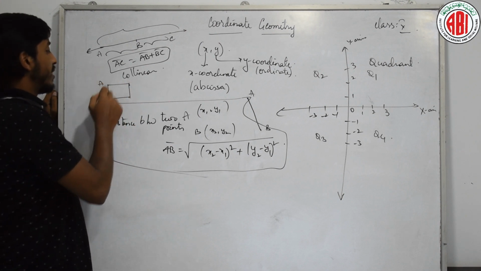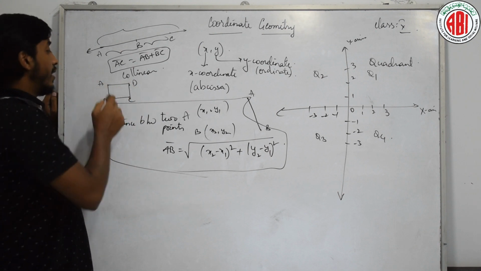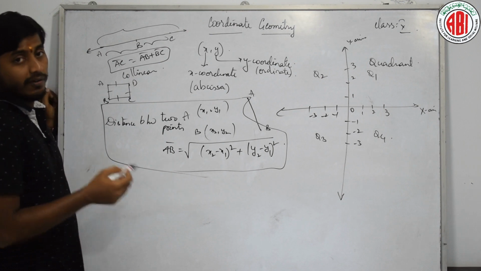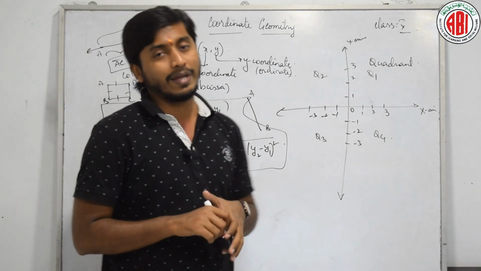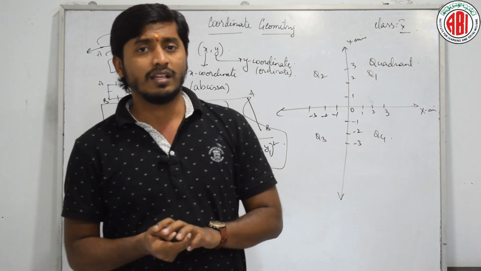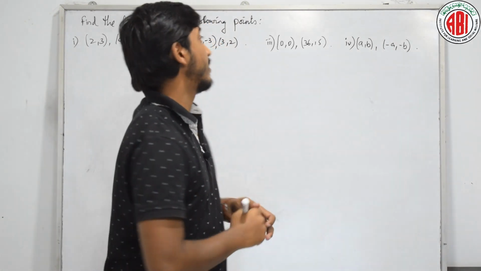We have to find the distance between AB, BC, CD and AD. Then we have to get that all these sides are equal. Then only we can tell that these 4 points form a square. Is it okay? Shall we start doing problems?